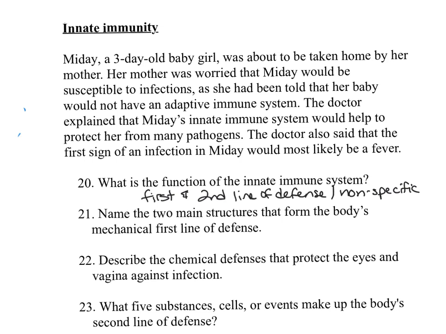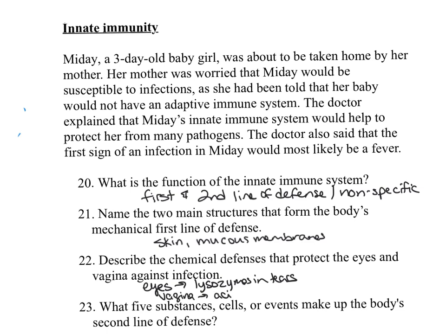21. Name the two main structures that form the body's mechanical first line of defense. Well, the skin and mucous membranes form the body's first line of mechanical defense. 22. Describe the chemical defenses that protect the eyes and vagina against infection. The eyes secrete tears, which contain lysozymes that can destroy bacteria. The vaginal mucous membrane secretes acidic mucus, which discourages the growth of bacteria and yeast.